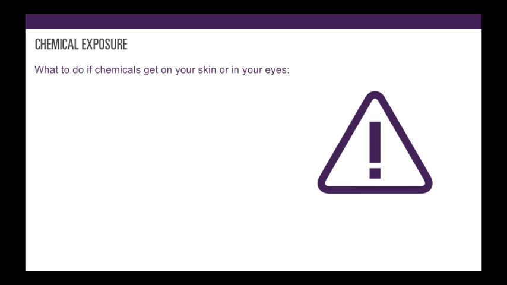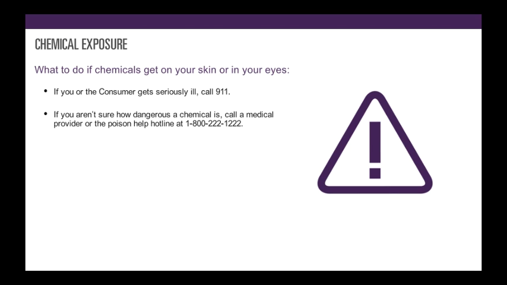What should you do if you get chemicals on your skin or in your eyes? If you or the consumer gets seriously ill, call 911. If you aren't sure what to do or how dangerous the chemical is, call a medical provider or the Poison Help hotline at 1-800-222-1222. If you get chemicals on your skin, wash or brush them off, then rinse thoroughly.